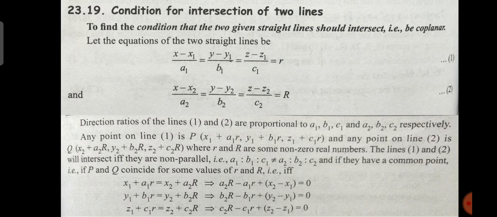Any point on the first line, which we studied in the previous class, is P: x1 plus a1 r, y1 plus b1 r, z1 plus c1 r. And from the second line a point will be Q: x2 plus a2 R, y2 plus b2 R, z2 plus c2 R, where r and capital R are real numbers.